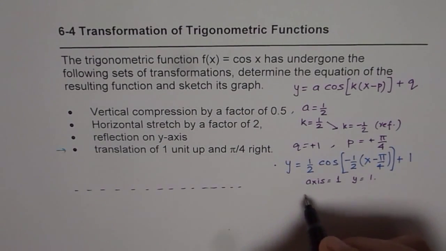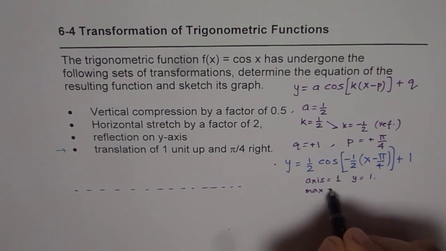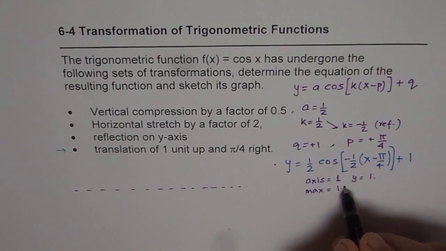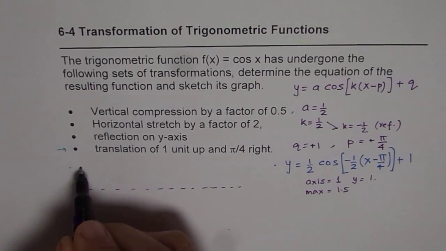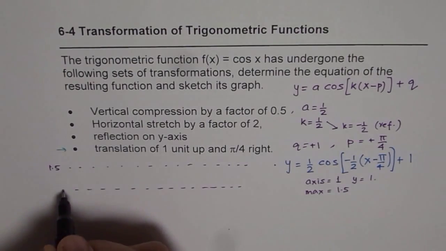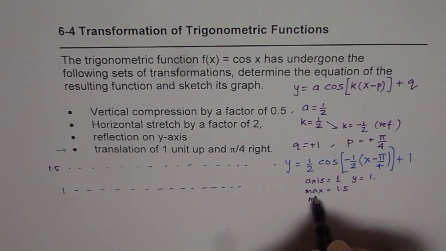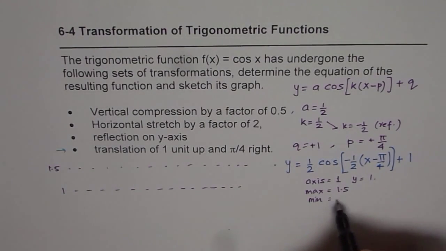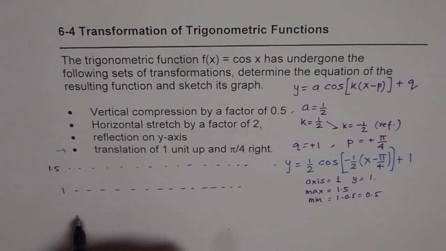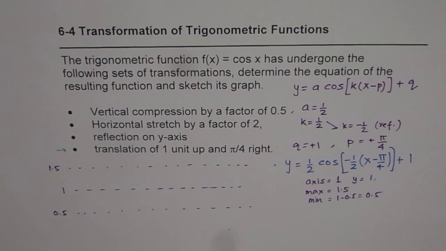Now, what is the maximum value? Maximum value will be amplitude plus axis, which is 0.5. So maximum will be 1.5. So let me draw another dotted line at 1.5. So this is at 1.5, this is at 1. Minimum value will be how much? Will be 1 minus 0.5. So it will be at 0.5. Okay. So 0.5 below 1. Okay, so these are my maximum and minimum points.